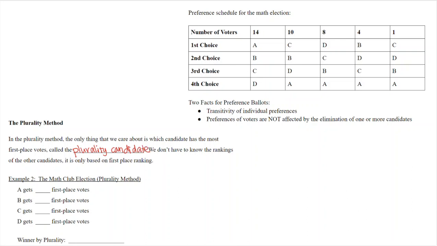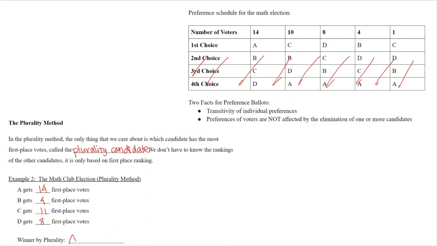So we don't even care about the second, third, and fourth choices. We only care about the first place votes. So let's go through and count up how many first place votes each of these candidates gets. Candidate A has 14 first place votes. Candidate B has 4. Candidate C has 10 plus 1, so 11. Candidate D has 8. So who is our winner?